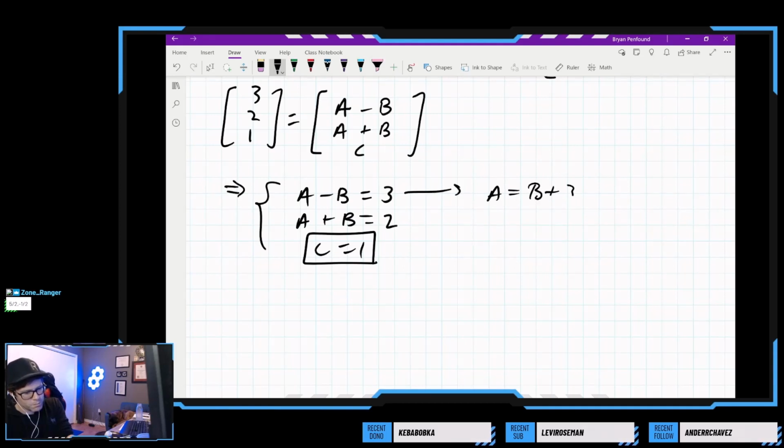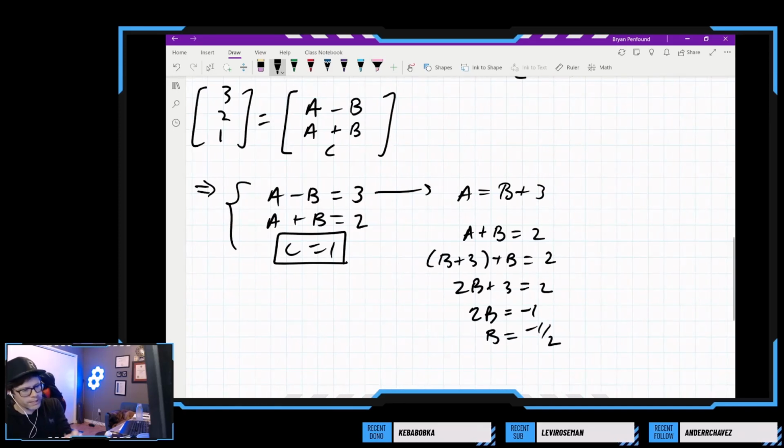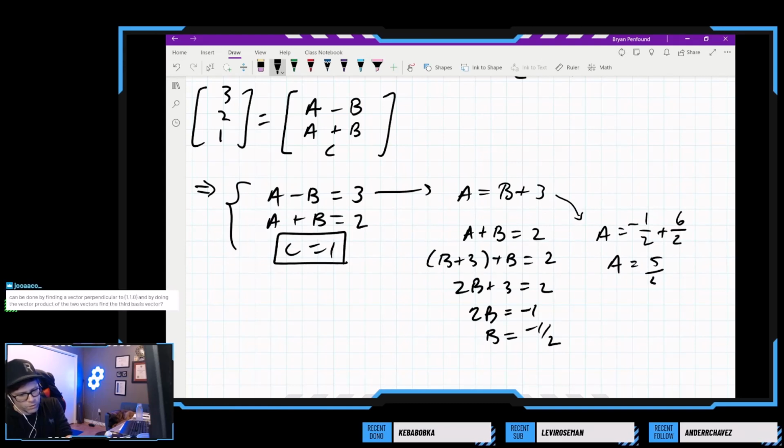So A is equal to B plus 3. Let's sub that into A plus B should be equal to 2. So we get B plus 3 plus B should be 2. So we have 2B plus 3 is equal to 2, or that 2B is equal to negative 1. So yeah, B should be equal to negative 1/2. And if B is equal to negative a half, then we can go ahead and solve for A. So A should be negative 1/2 plus 3, so 6 halves, so A should be equal to 5/2.